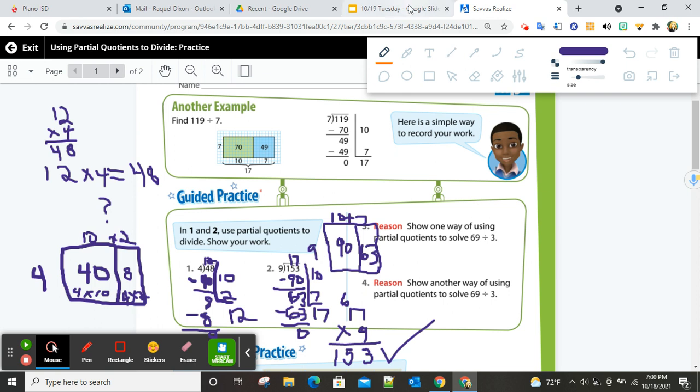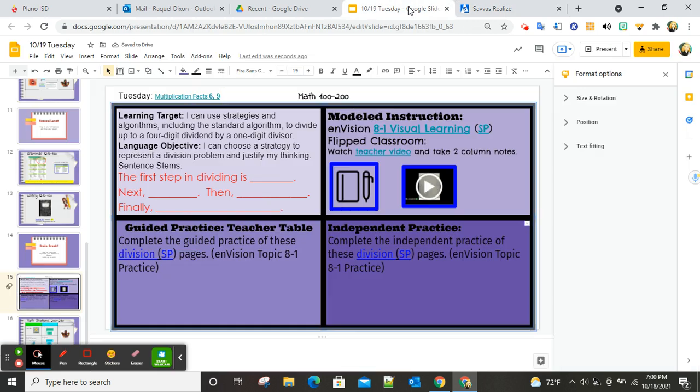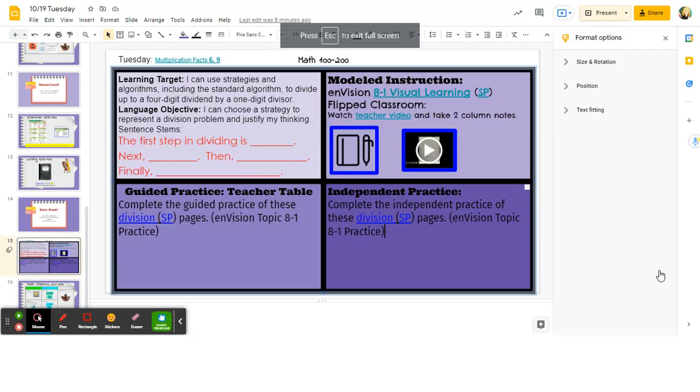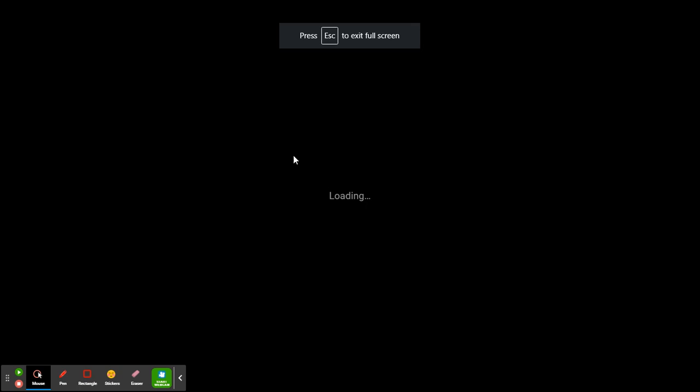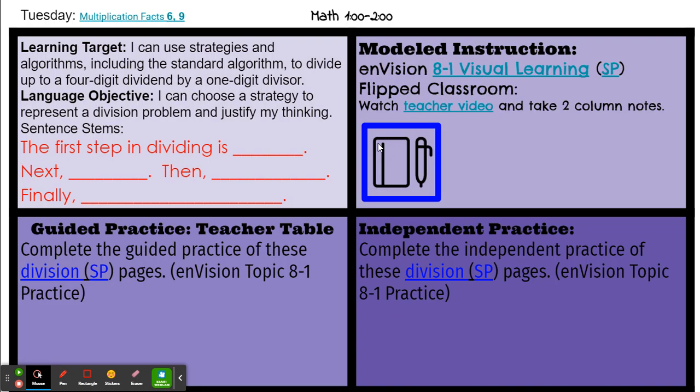And remember, let's think back to our learning target. Our learning target was, I can use strategies and algorithms. We're using the partial division or partial quotient algorithm, is basically what you could call that. And we used the area model. That's a strategy, including the standard algorithm to divide up to a 4-digit dividend by a 1-digit divisor.